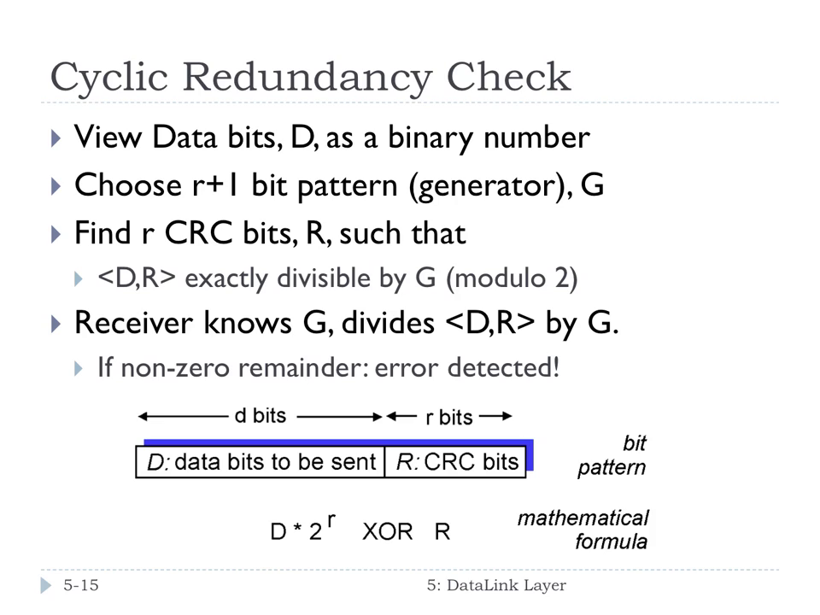Do you remember, we said addition is the same as XOR. So we can substitute XOR there. All right, so this is what we're going to send: this quantity, D times 2 to the R, XOR R. So on the sending side, it has to reverse compute this to make sure that it finds the value of R that will make this thing evenly divisible by G.